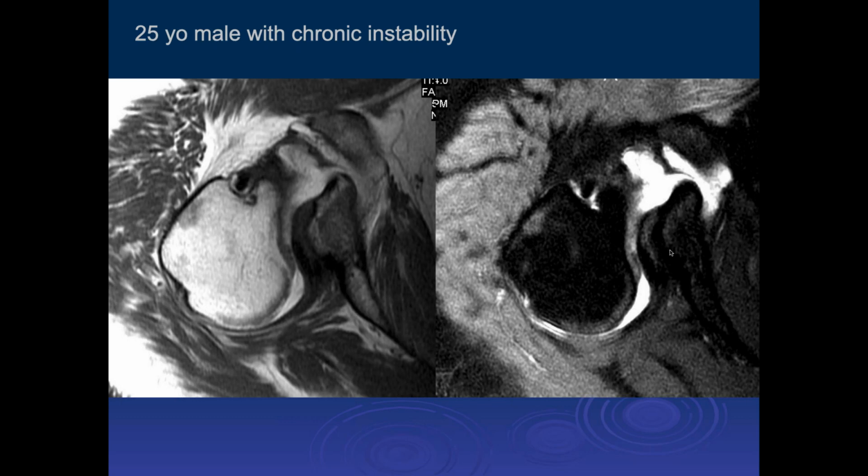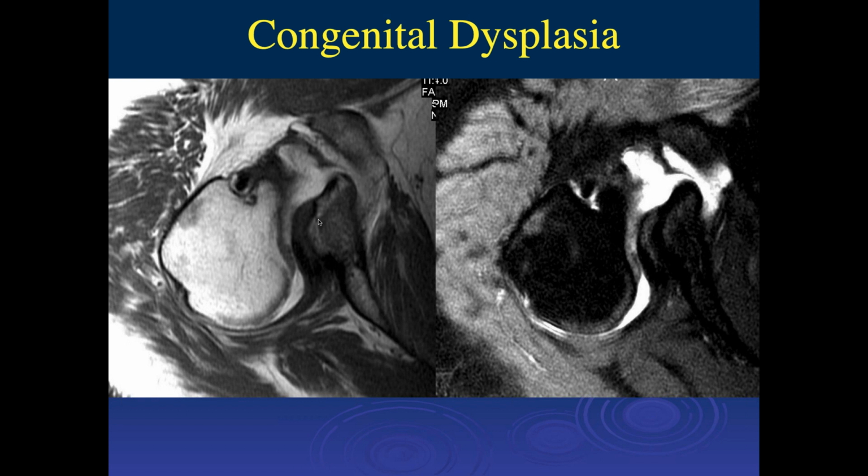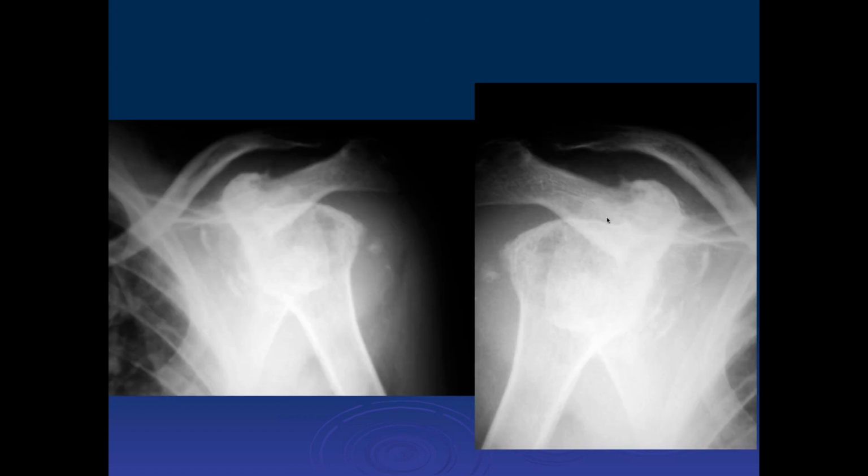Okay, Jennifer, what do you think of this one? So, a 25-year-old male with chronic instability. It seems as though there's posterior subluxation of the humeral head with respect to the glenoid, and the glenoid is very hypoplastic. Congenital dysplasia. Congenital dysplasia, and obviously a very intrinsically unstable shoulder. There's basically no tee here to tee the ball up on. Right. Okay, and here's another example.